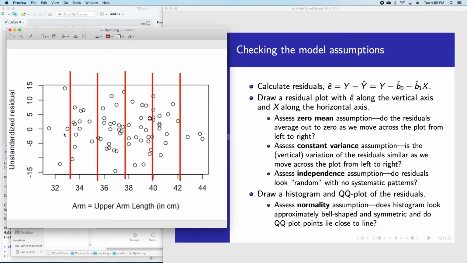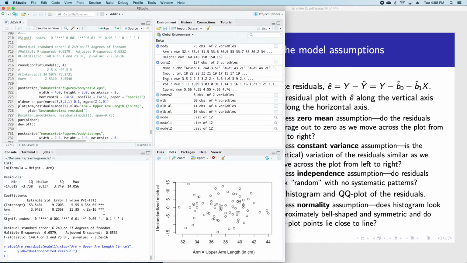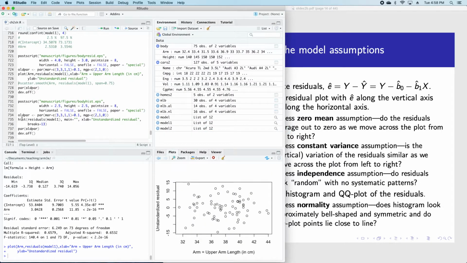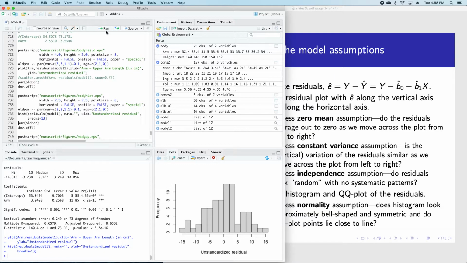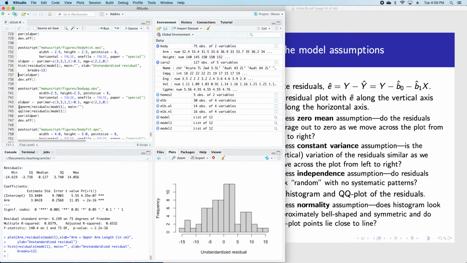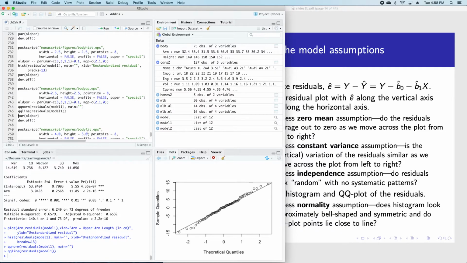Independence: I'm just having a quick look at the plot, and does anything jump out at me as being very unusual, very systematic, very non-random? Nothing really jumps out at me here, so this is okay. Normality: let's go back to R and draw a QQ plot. Well, let's draw a histogram first. Is that roughly bell-shaped and symmetric? Yeah, maybe. A QQ plot's a little bit easier to use. Do the points lie roughly along the diagonal line? I should say so, yeah.